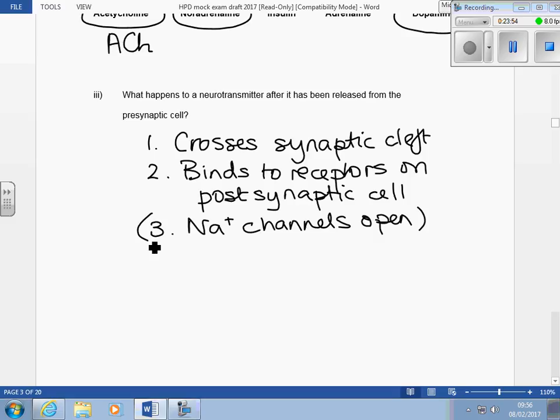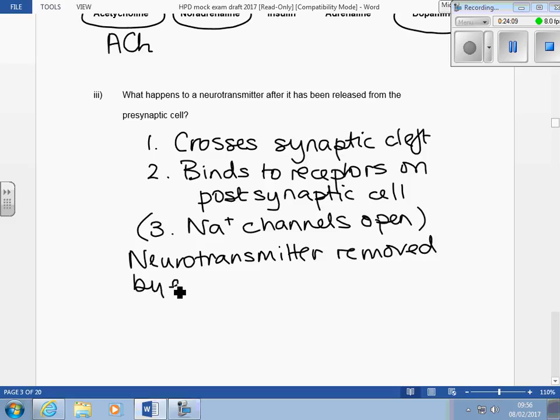The neurotransmitter is then removed by enzymes. That's it. So the neurotransmitter is removed by enzymes, and it's actually going to be taken back up into the presynaptic cell so you can reuse it. Otherwise, it's a real waste, isn't it? An example there would be, just to reinforce the name of this one, acetylcholine esterase.